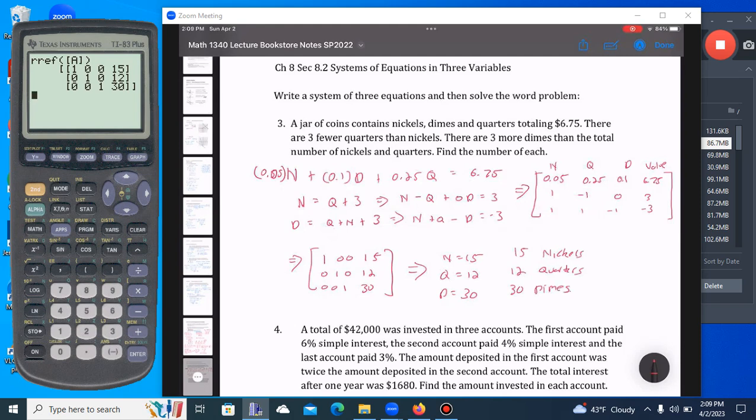If you think about it, 12 plus 15 is 27. That's 3 less than how many dimes you have. The nickels and the quarters. Quarters is 3 less than how many nickels. And then if we calculated this out, let's see, you got $3 with the dimes. You got $3 with the quarters. That's $6. And 75 cents with the nickels.